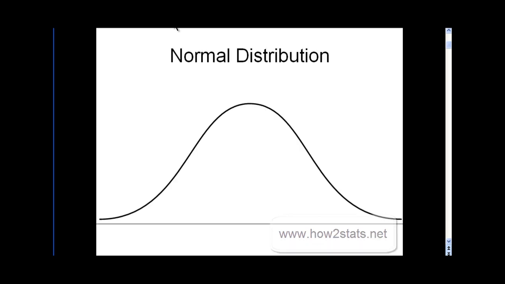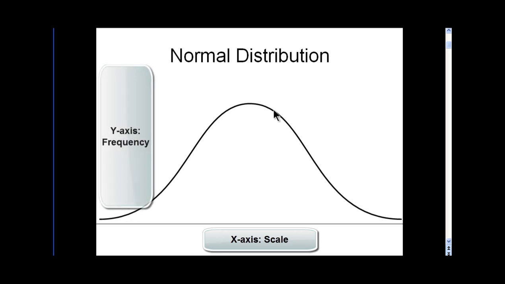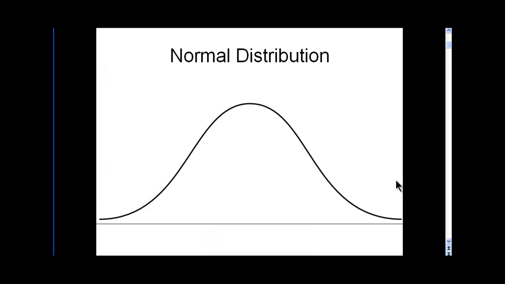Okay, let's get started. This is what a normal distribution looks like, just with the normal curve. If you look at it, you can tell that it has a bell shape to it, and that's why some people call it a bell-shaped curve. And people use the term bell-shaped curve synonymously with the normal distribution.